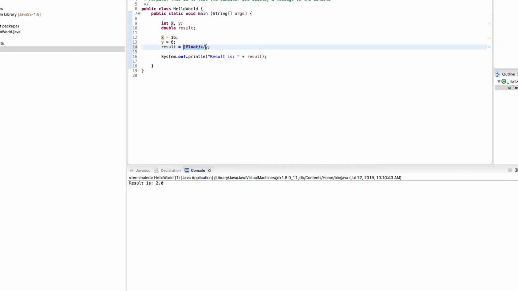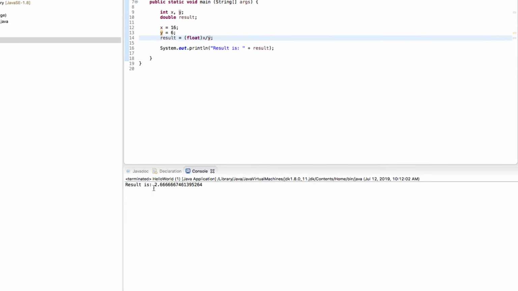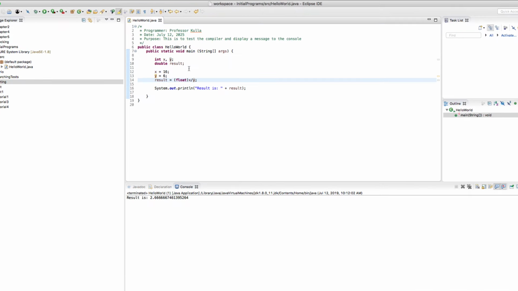And I could have done it to the y also. I could have done it to the y or the x. Only one of the variables has to be floating point to use floating point division. So now when I divide these, even though x is an integer and y is an integer, as declared, just for this one time, the x is going to be used as a floating point. So now the division symbol is going to use floating point division, and I get 2.66666. Okay, so we get that.